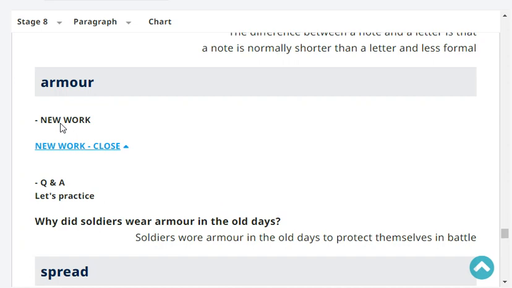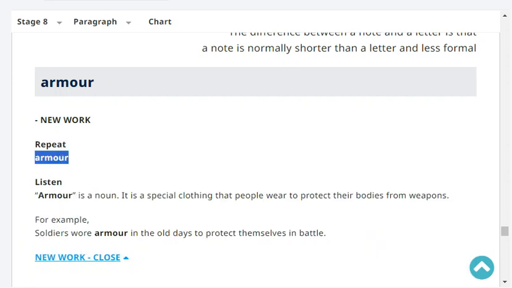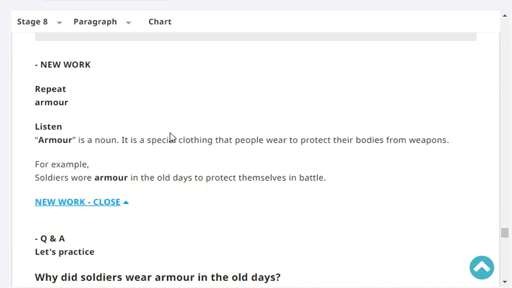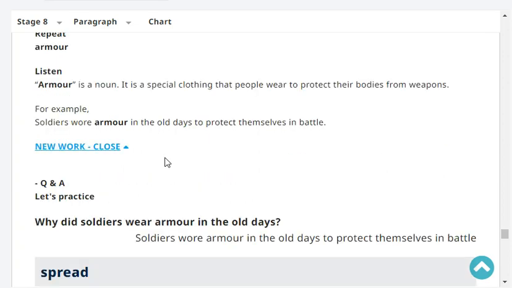Next, repeat. Armor. Very good. Okay, listen. The word armor is a noun. It is special clothing that people wear to protect their bodies from weapons. For example, soldiers wore armor in the old days to protect themselves in battle.